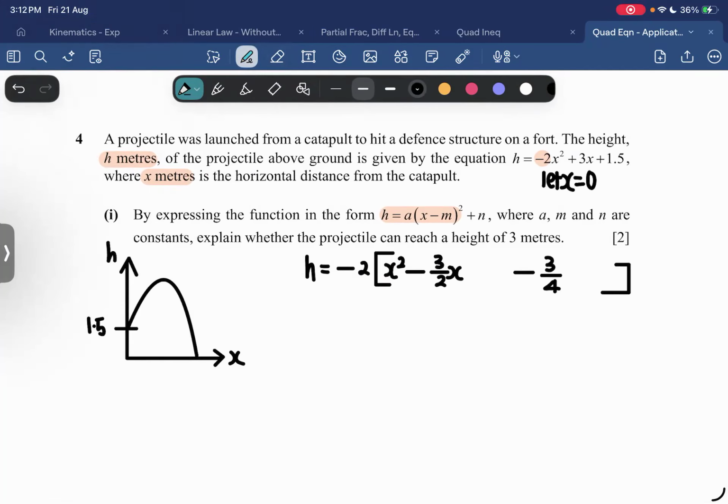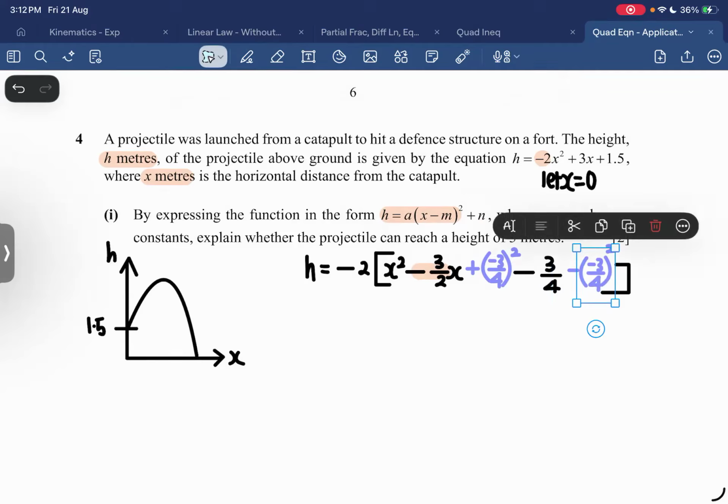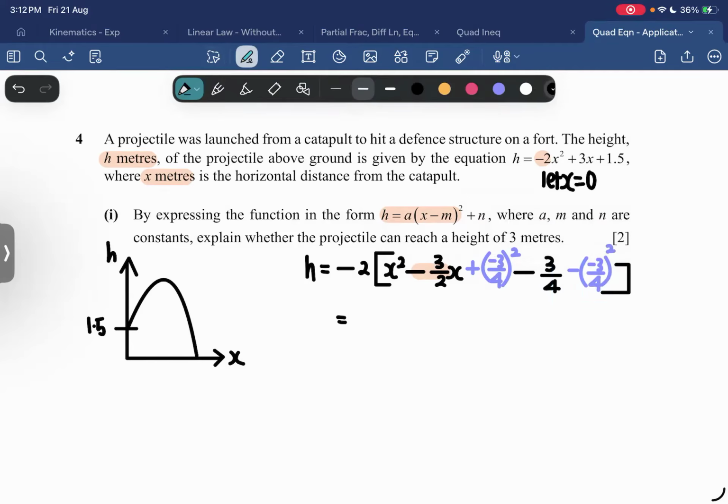There are many ways to do it, but I realized that doing it this way allows me to not make so many careless calculations. So this is my b, negative 3 over 2. So if it's b over 2, that's negative 3 over 4. So I'll have this thing over here as well. Now I can continue here.